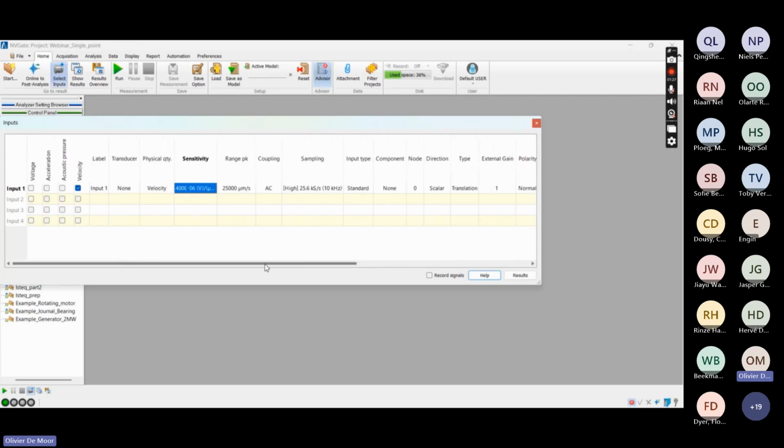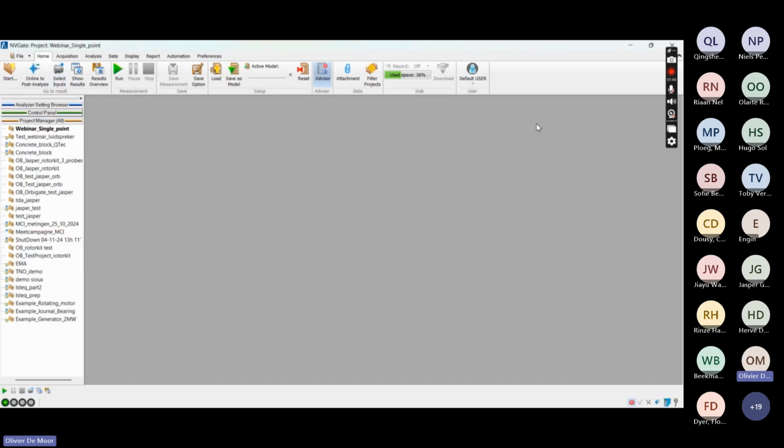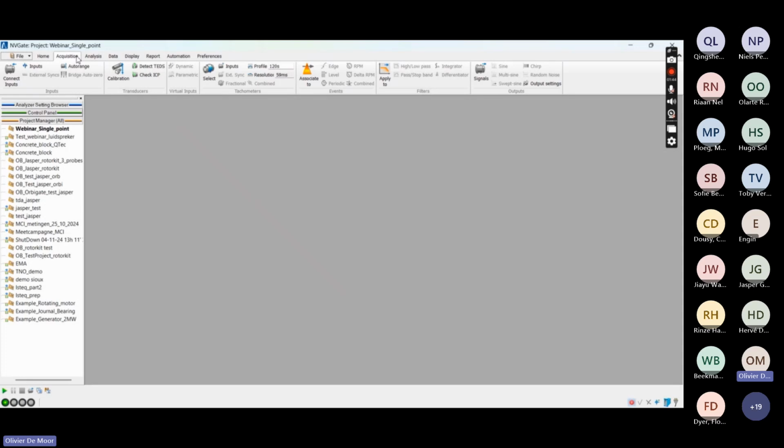It's also possible to change to another coupling like ICP, DC, AC. You can change the sampling frequency. It's possible to record signals. You can check the box down below. And yeah, there are a lot of things that you can set up already here.